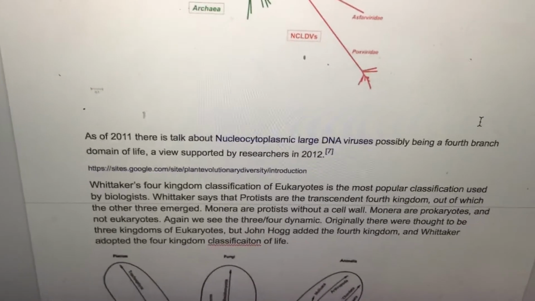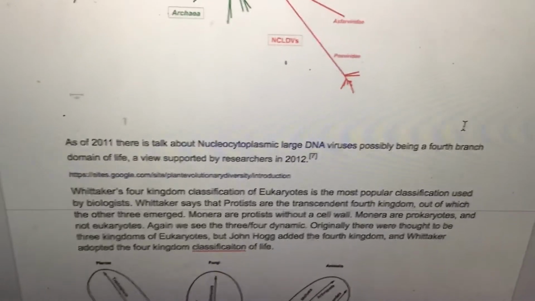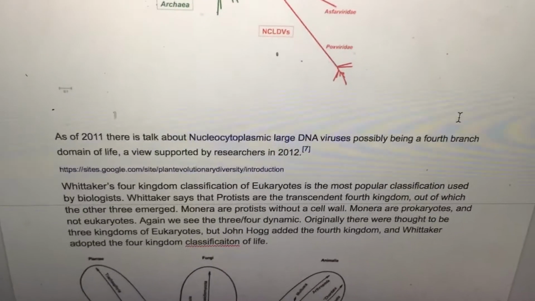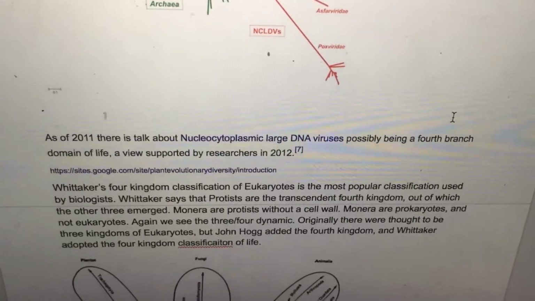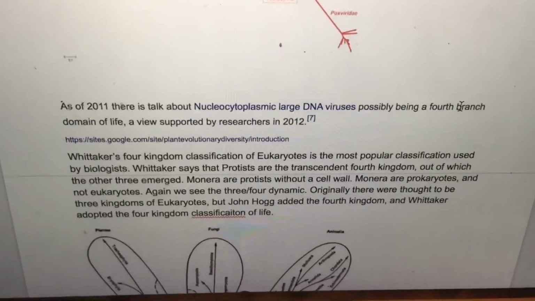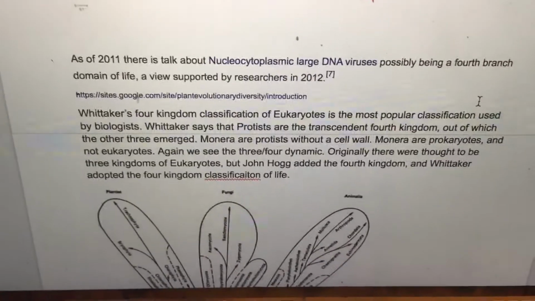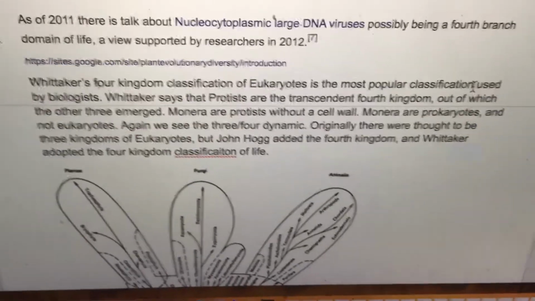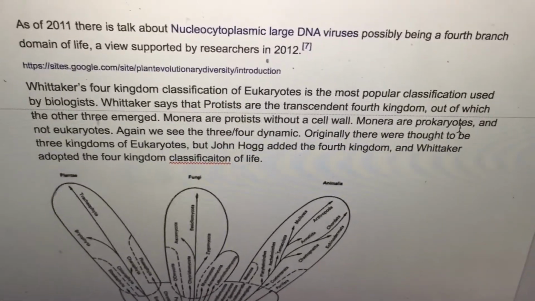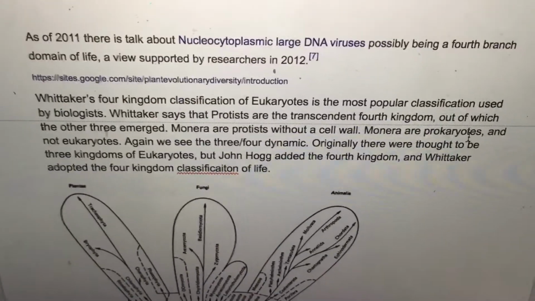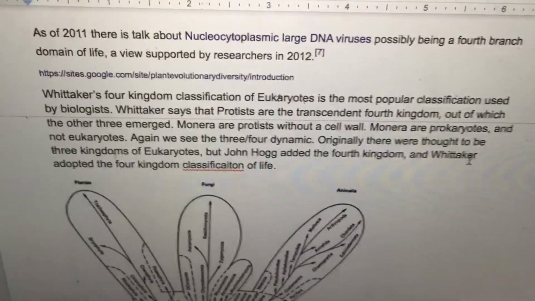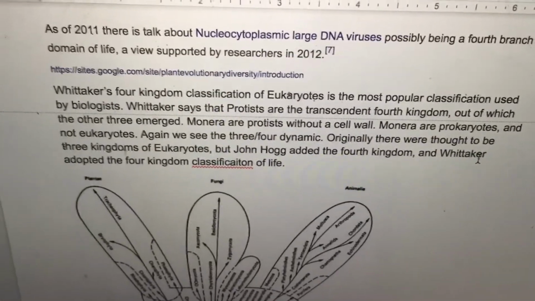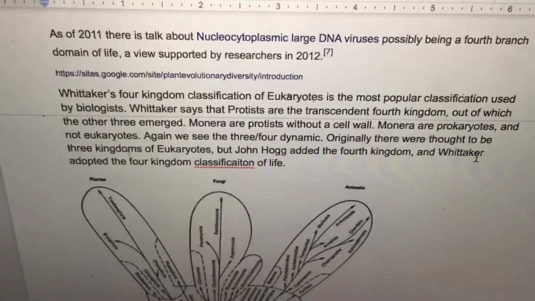As of 2011, there is talk about nucleocytoplasmic large DNA viruses possibly being a 4th branch domain of life, a view supported by researchers in 2012. Whittaker's 4-kingdom classification of eukaryotes is the most popular classification used by biologists. Whittaker says that protists are the transcendent 4th kingdom out of which the other 3 kingdoms emerged.